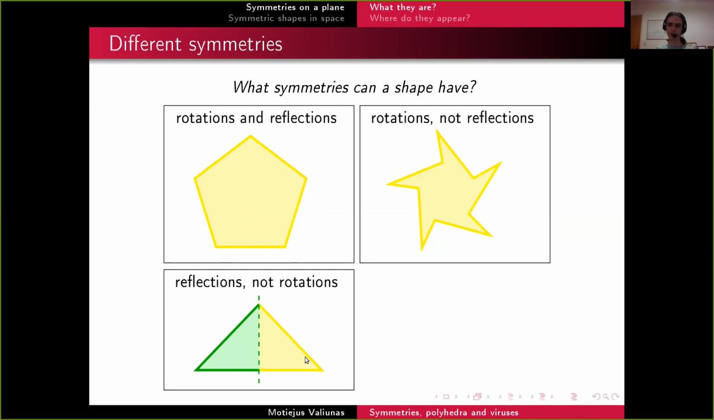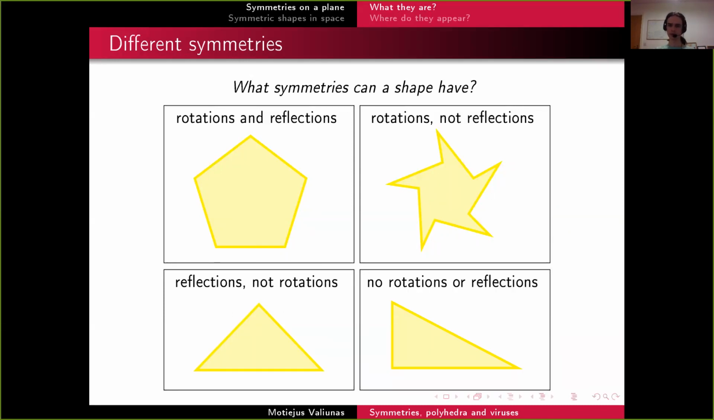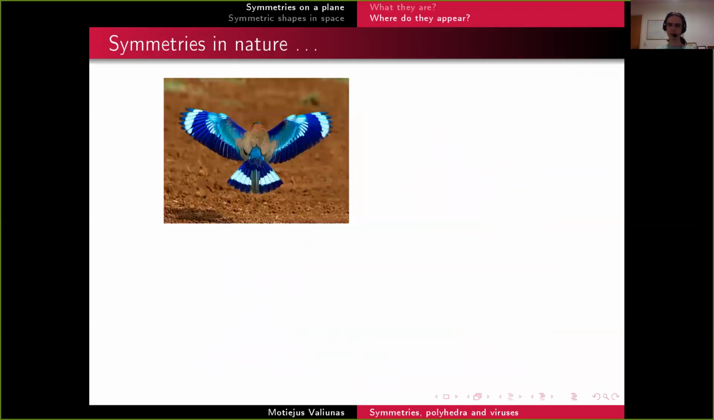On the other hand, there are shapes which have no rotations or no reflections at all. So like this third type of triangle, and we say that this shape is asymmetric, so it has no symmetries. So let's come back to the pictures that I showed you before.